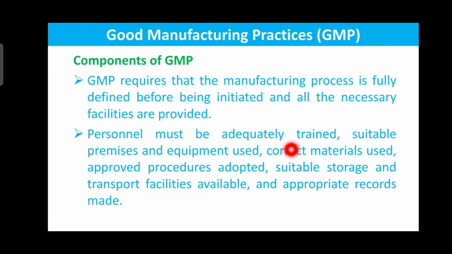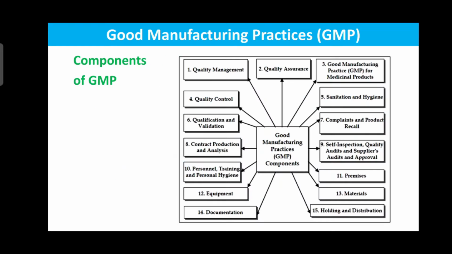Then personnel must be adequately trained. So what are the components, or what does this GMP talk about? What are the various chapters, or which are the guidelines related to what? So that is about the components of GMP. It is about the process, about the facilities, guidelines about the personnel being adequately trained, suitable premises, guidelines about the equipment to be used, the correct materials to be used, the approved procedures to be adopted, suitable storage, transport facilities available, and about how the records are to be maintained and how they are to be made. So that is basically the components.